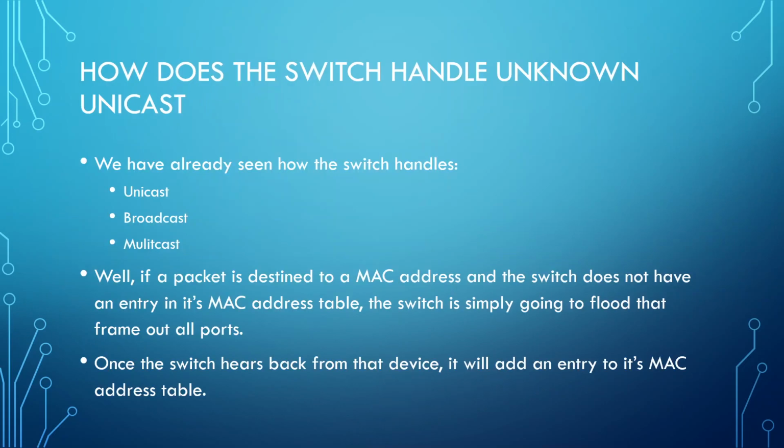So how does the switch handle unknown unicast? Obviously we've seen how a switch would handle unicast: it will send it out the correct interface. Broadcast, it will forward that frame out all interfaces that are in the same VLAN. Multicast is going to forward that frame to only devices which are in that multicast group. Well, if a frame is destined to a MAC address and the switch doesn't have an entry in its MAC address table, the switch will simply flood that frame out all ports. And once the switch hears back from that device, it will add that entry to its MAC address table.